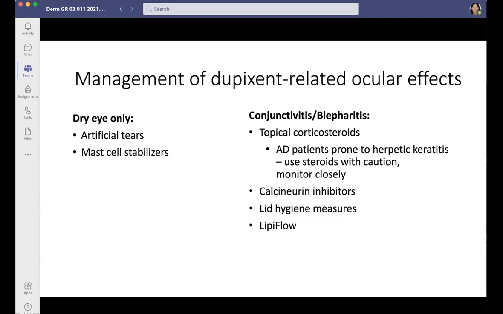Once you get to the conjunctivitis and blepharitis reaction, where there's a lot of injection, eyelid swelling, anything like that, then you can consider topical corticosteroids. We also use calcineurin inhibitors, lid hygiene measures, and LipiFlow, which is a machine that kind of pulses the meibomian glands to help them express the blockages of lipid there. And so if you're using topical corticosteroids at that point, I think you'd want to send the person to ophthalmology to allow us to co-manage and be able to monitor them for any herpetic eye disease, as well as eye pressure elevations.